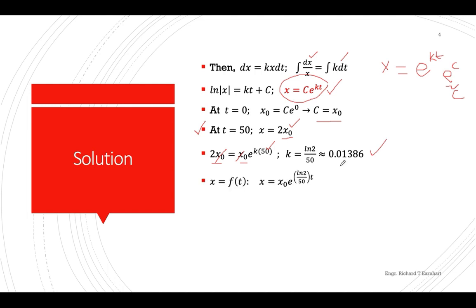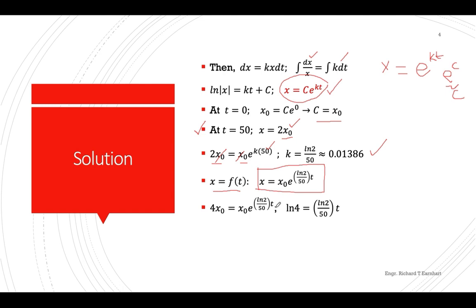And then solving x as a function of time, x is equal to x sub o, the initial condition, e to the ln of 2 over 50 times t. So at any time t, you can compute for x in terms of the initial condition. If this is given, then you will have a numerical value here. Or given time, you can solve for the population.